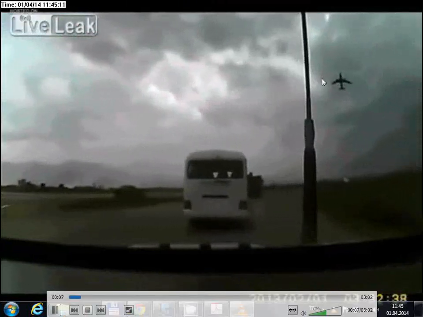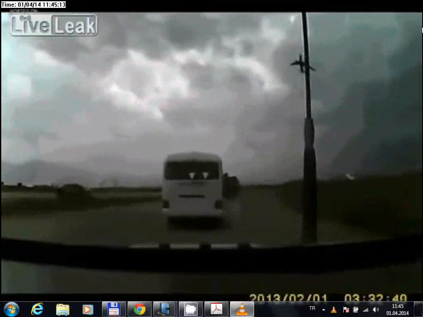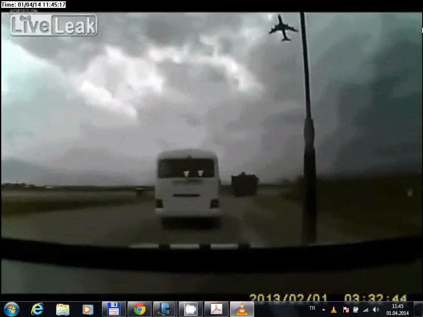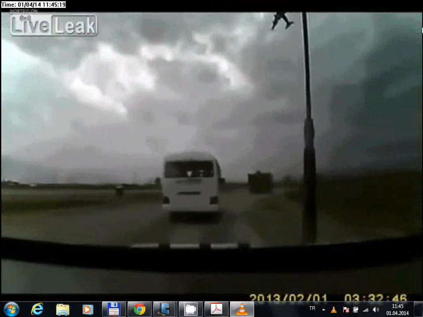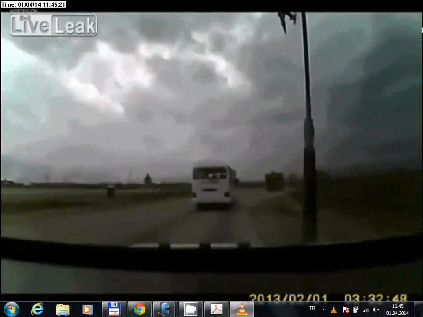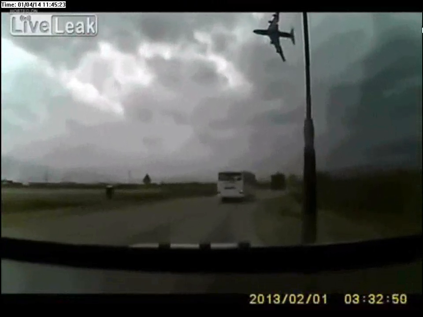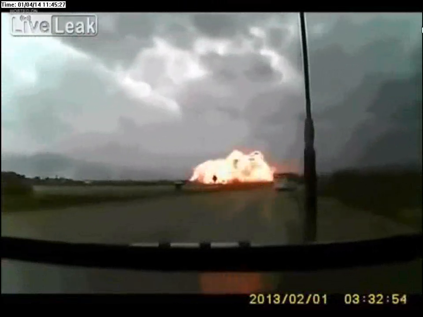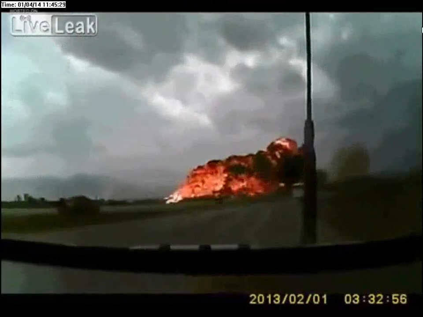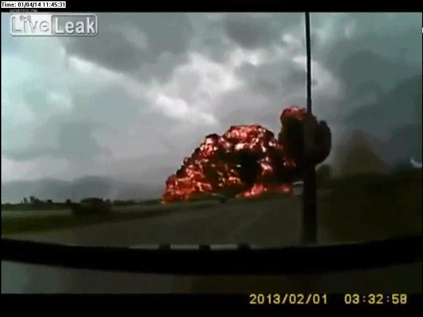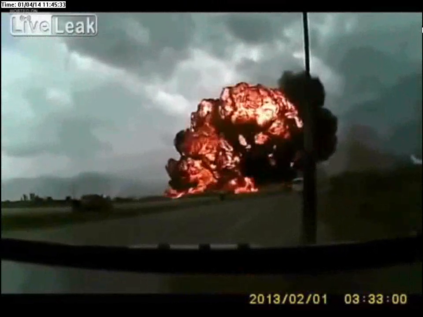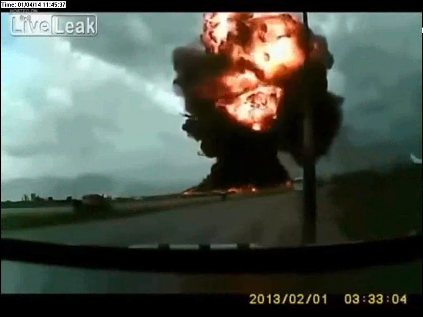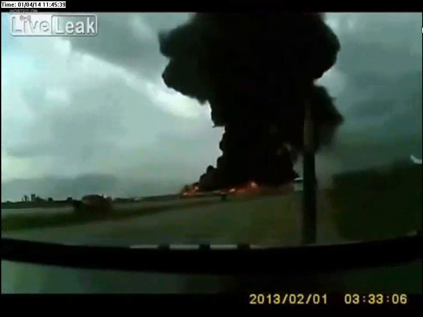Okay, so you see the aircraft taking off, and it stalls at that point. Once it stalls, the pilot loses control of the aircraft, and it eventually crashes to the ground. This was a cargo aircraft. It was carrying cargo, and there were 7 people on board, and all of them died. Unfortunately.